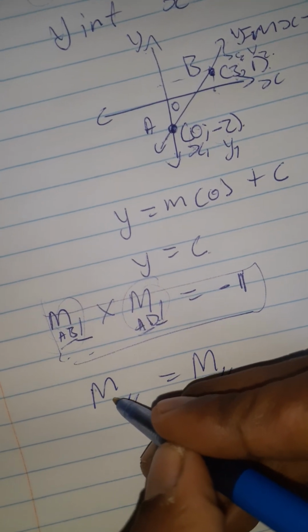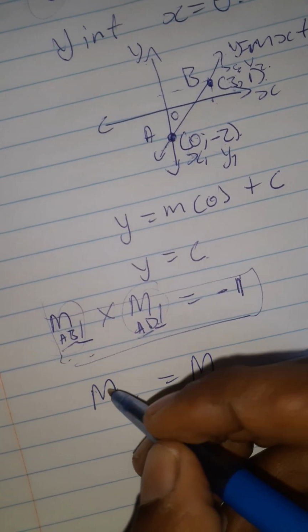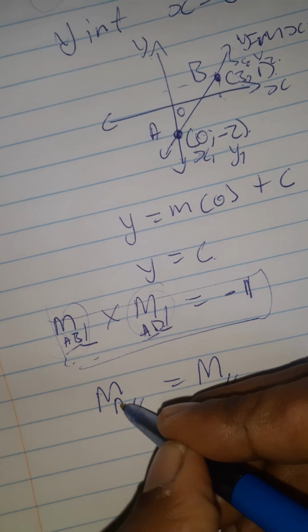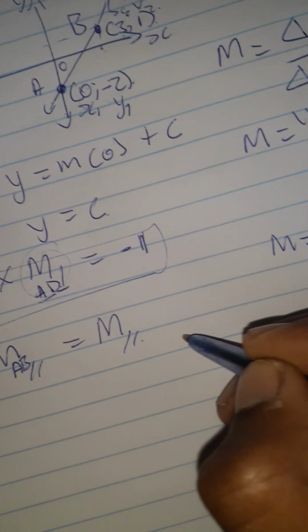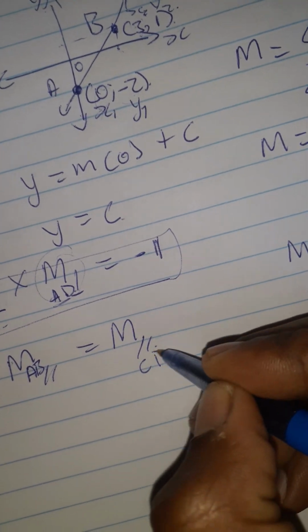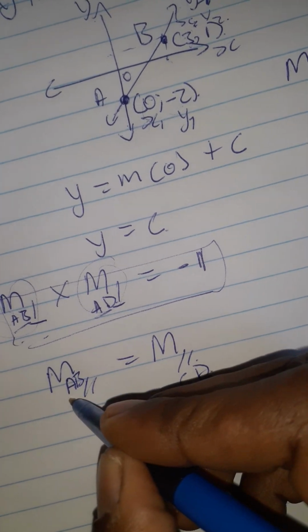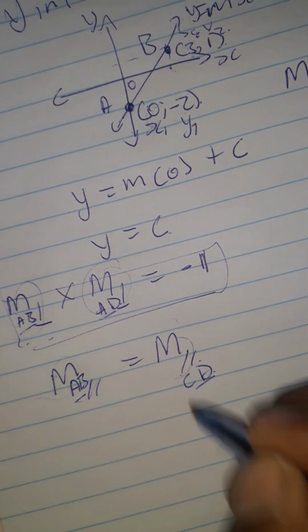Now here, discussing the parallel lines, the gradients of parallel lines. Say your line AB is parallel to line CD, then their gradients are going to be equal.